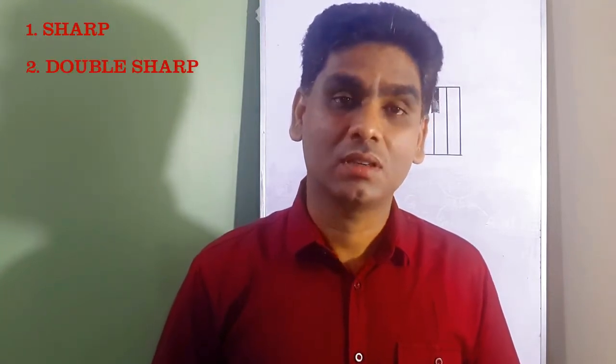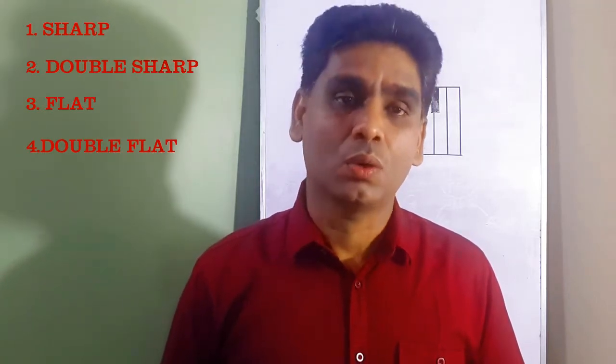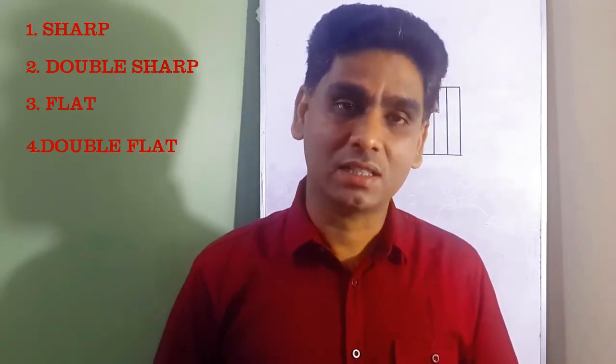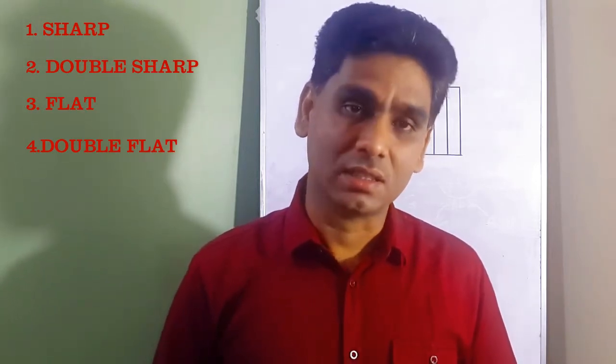We have learned 4 kinds of accidentals: sharps, double sharps, flat, and double flat. And we have learned what is the effect which can be done by accidental to a note. Now I'm going to teach you another accidental, which is called natural. Natural will help us to cancel all the accidentals we have on previous notes.